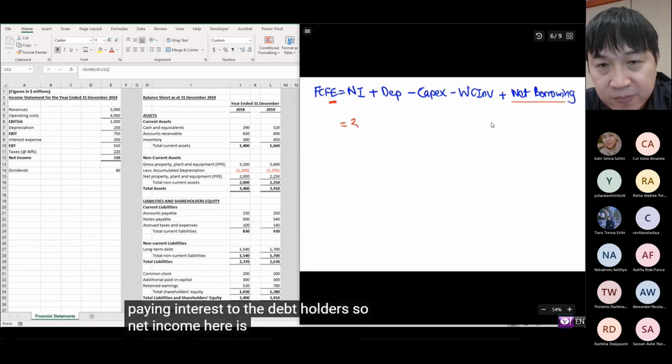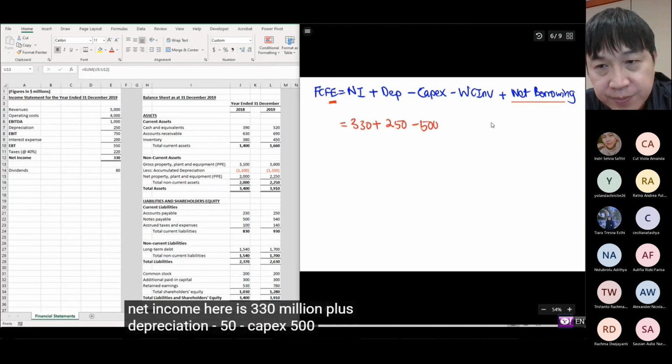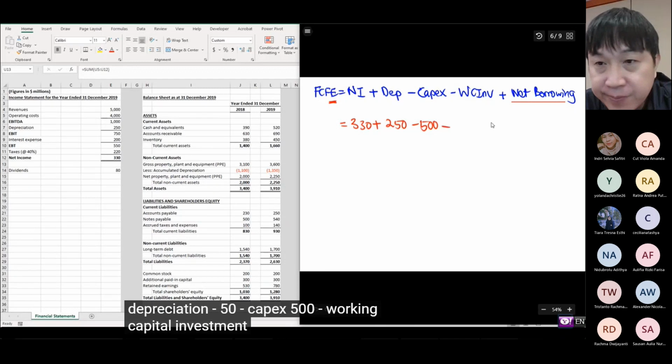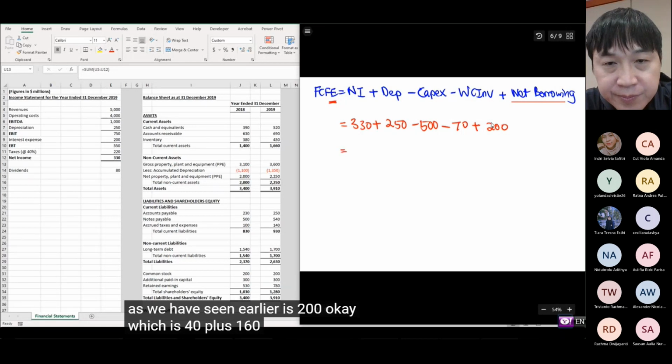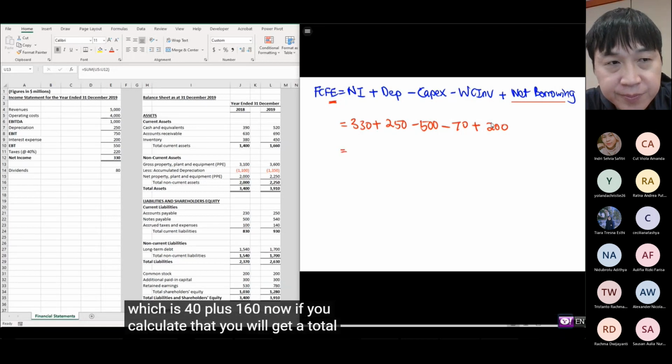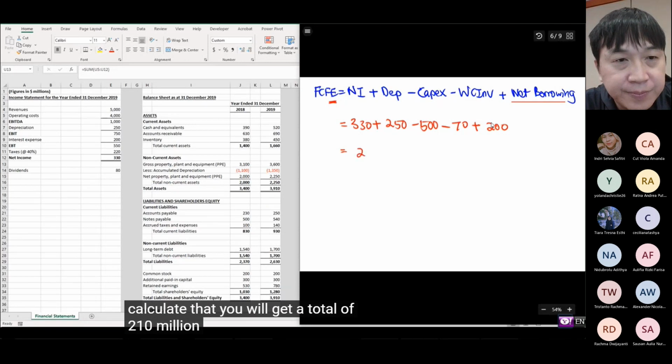So net income here is 330 million plus depreciation 250 minus capex 500 minus working capital investment 70, and net borrowing, as you have seen earlier, is 200, which is 40 plus 160. Now if you calculate that, you will get a total of $210 million.